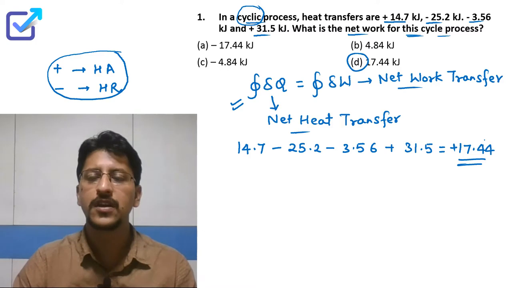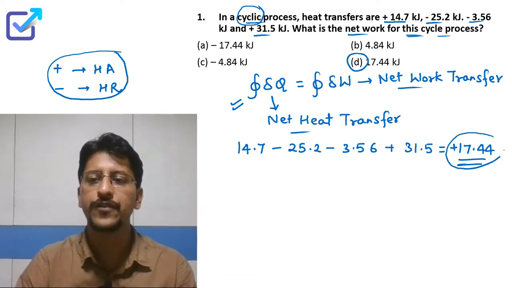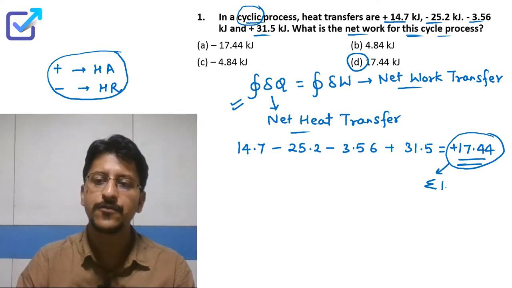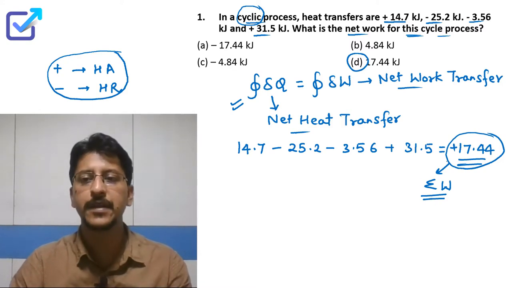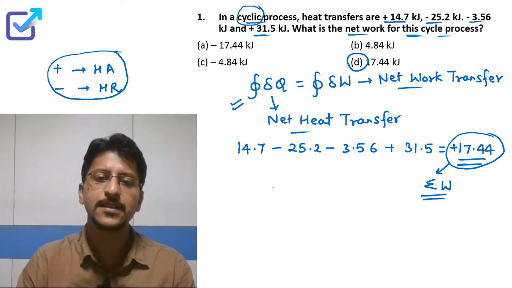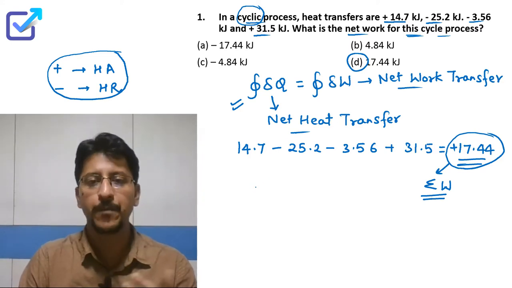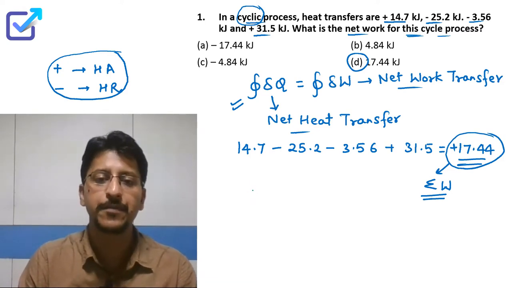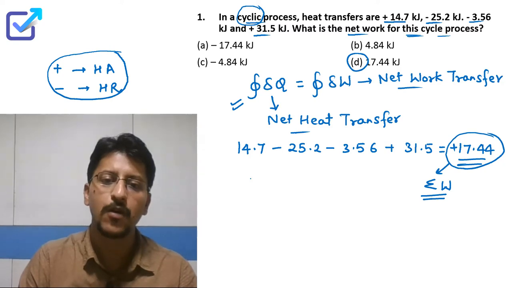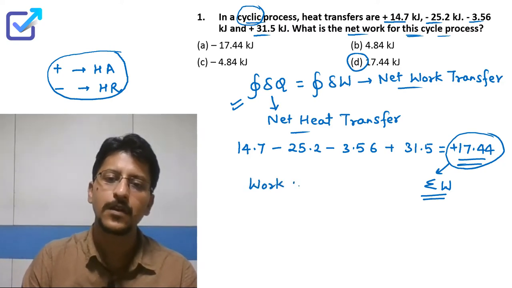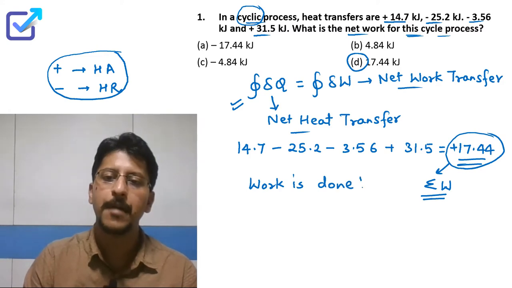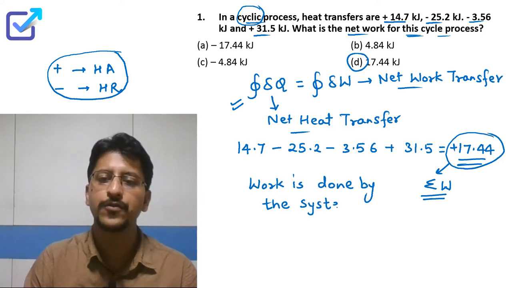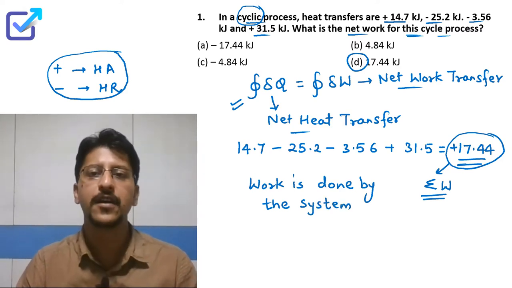We also learned that if we are getting this much amount of heat in total, this is also the amount of work done. So finally the net work done by the system is coming out to be positive. That means this much amount of heat is being added to the system net, and since this is a cyclic process, an equivalent amount of work will be done by the system. So these terms have to be really clear to you. These are the concepts that we learned from this question.